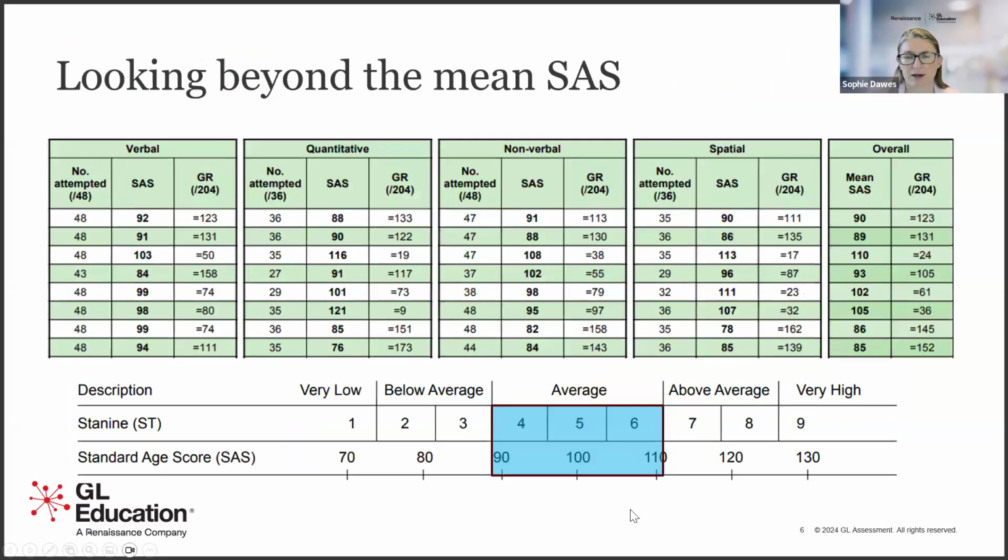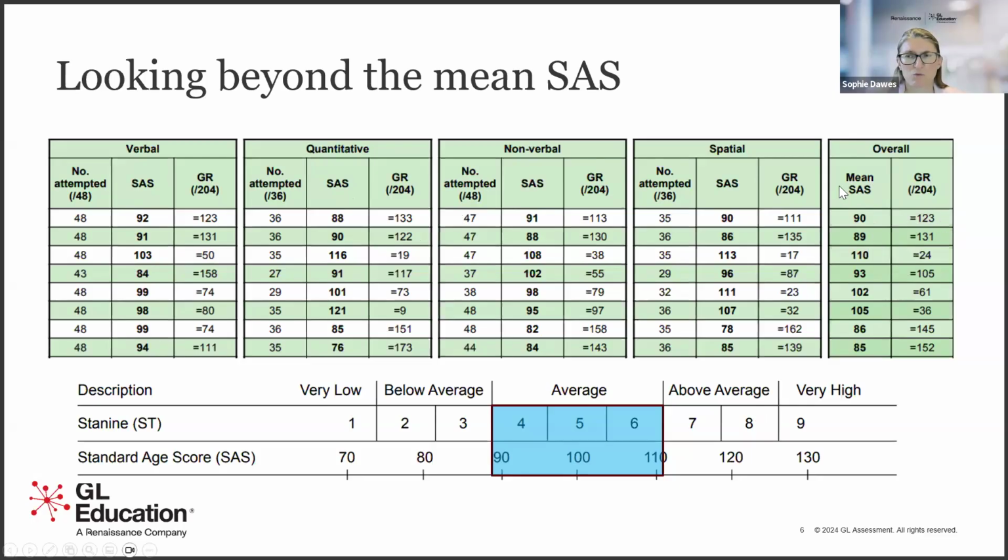So looking at the mean SAS is a great place to start. So you've got the standard age score for each of the batteries here. You can also see the number of questions attempted by each student. And you've got your overall average of the standard age score across the batteries. And you've also got an indication here in your report of where the pupil sits within the group rank. So with a group of 204, you can see that the student at the top is in equal 123rd place.